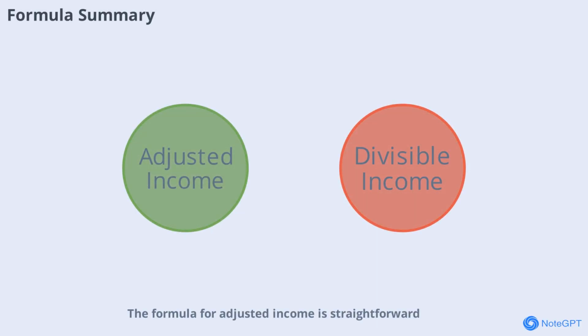The formula for adjusted income is straightforward. Adjusted income equals provisional adjusted income minus capital allowances, which include initial, annual, and any accelerated allowances. Divisible income is then calculated by subtracting partners' salaries, interest, or other appropriations from the adjusted income. This ensures a fair and transparent allocation of profits.